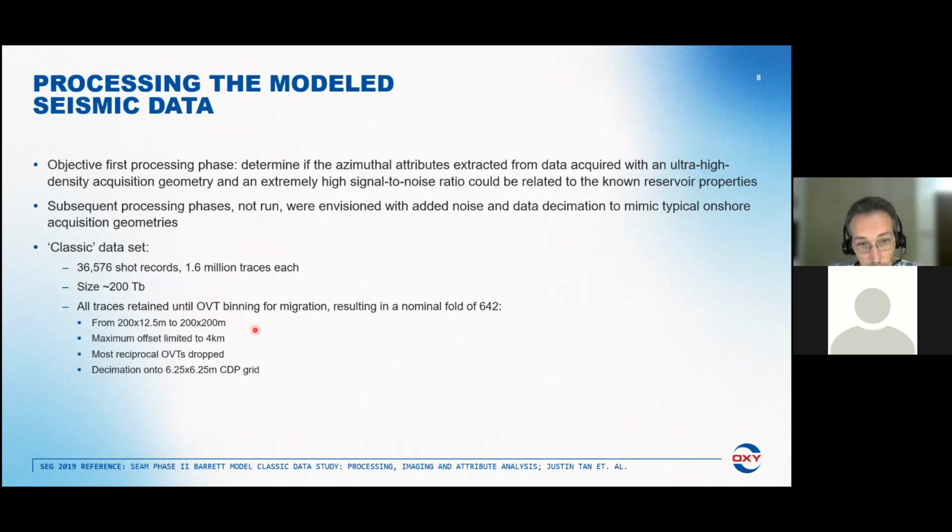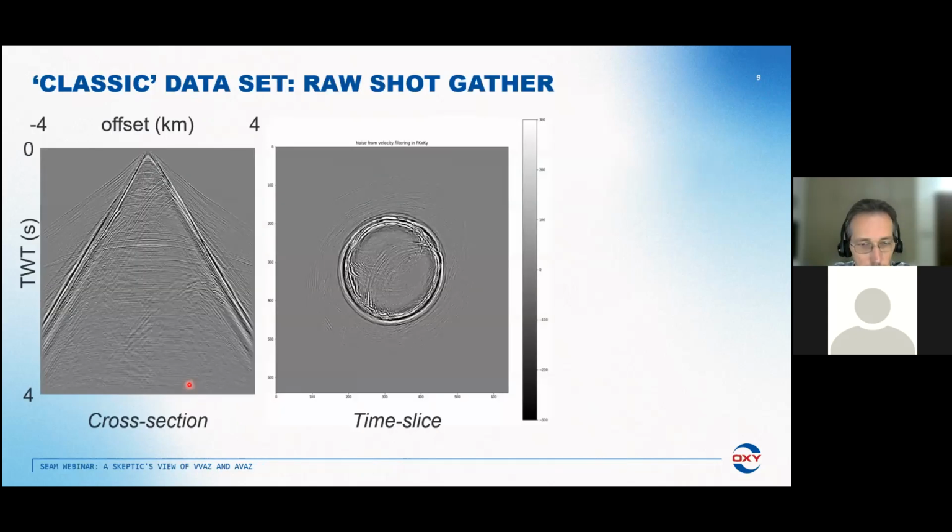We have retained all the traces for the noise attenuation, etc., until the OVT offset vector tile binning for migration. So the OVT bin actually for migration is 200 by 200 meters. And we did limit the offset to 4 kilometers, and the reciprocal OVTs were dropped, apart from a few as a test. We did have a nominal fold of 642. And finally, the CDP grid is 6.25 by 6.25 meters. So that's pretty dense.